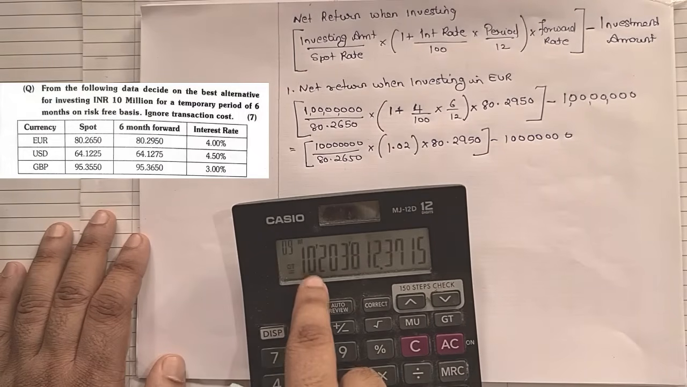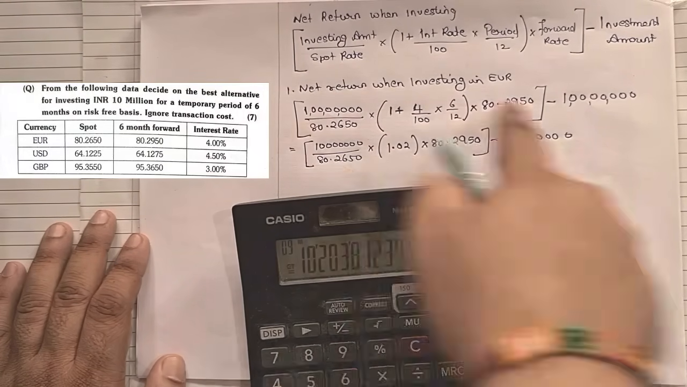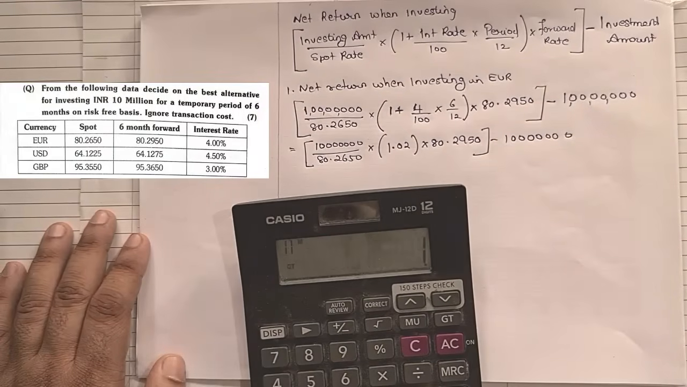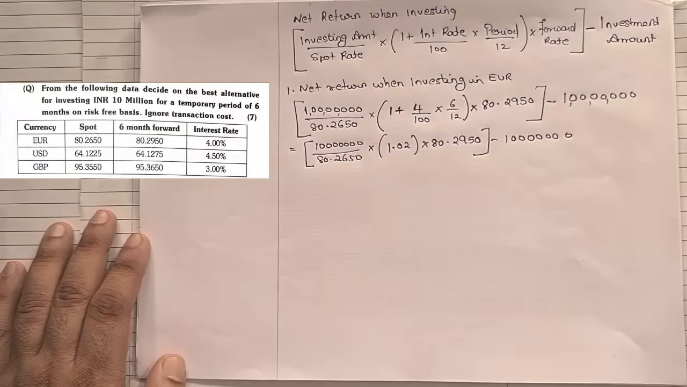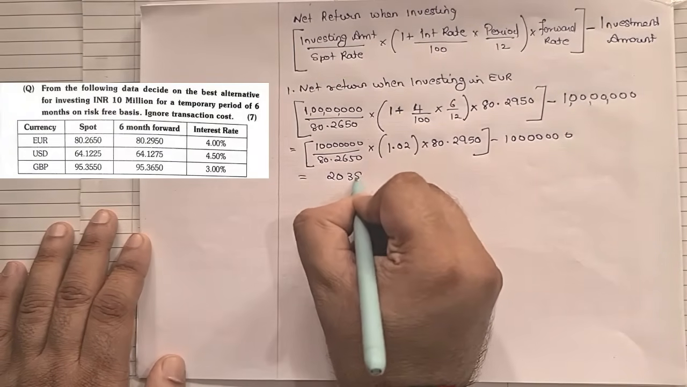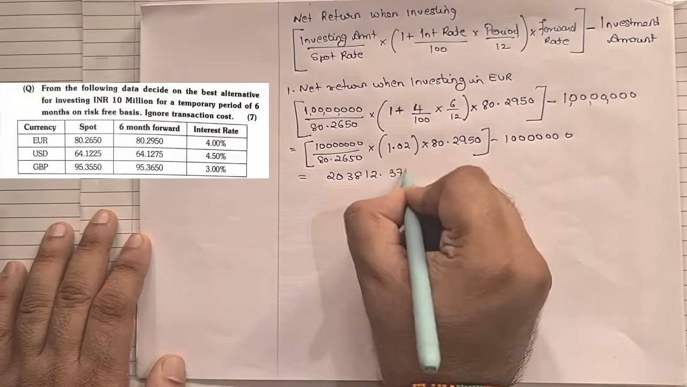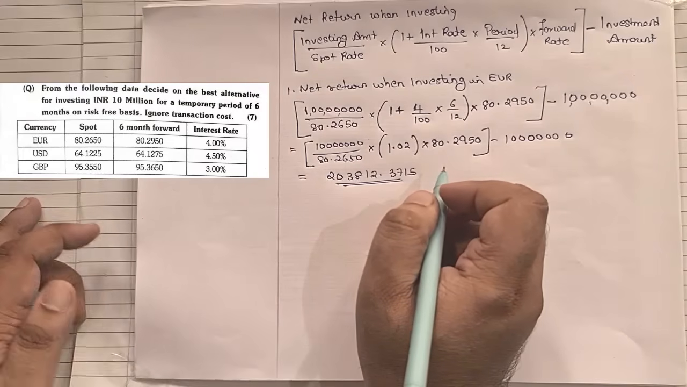I get the value as 10203812.3715. This amount minus 1 crore, so I get the value as 203812.3715. So this is the net return if I'm investing in euro.